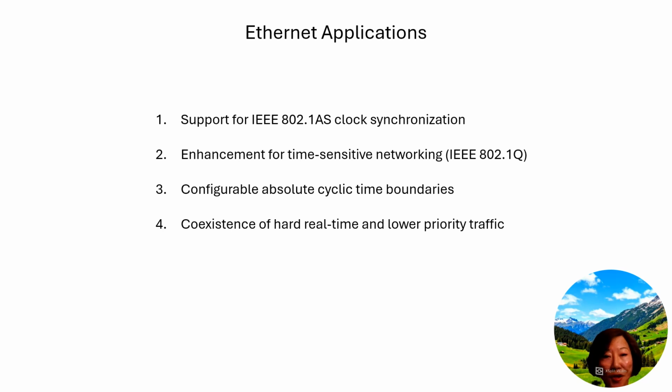Ethernet applications. So these are IEEE 802 protocols. Supporting IEEE 802.1AS over 5G links requires precise timing packet delivery. The 802.1Q enhancements, particularly time-aware scheduling, 802.1Qbv, you can look these protocols up. I won't get into them. A lot of you are familiar with them.